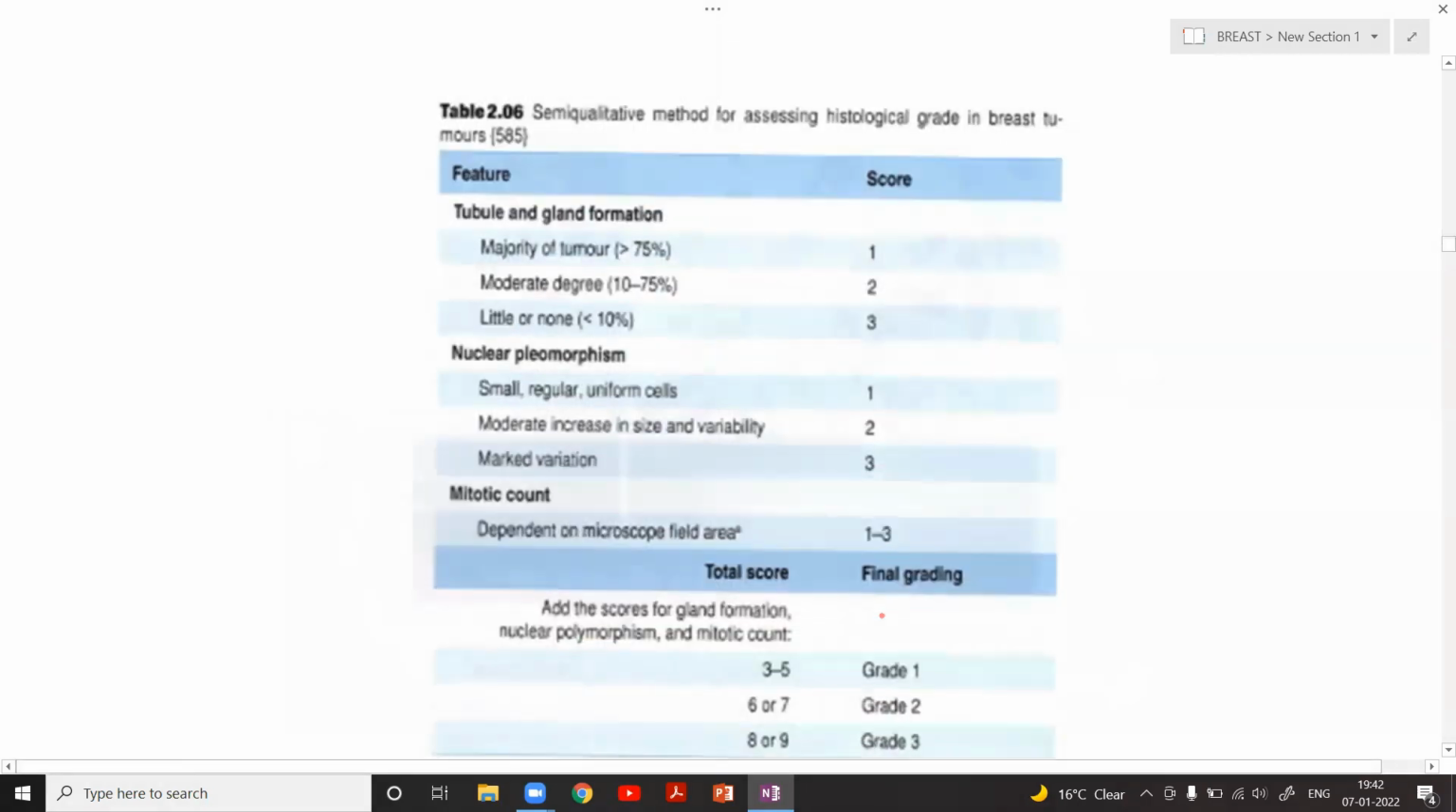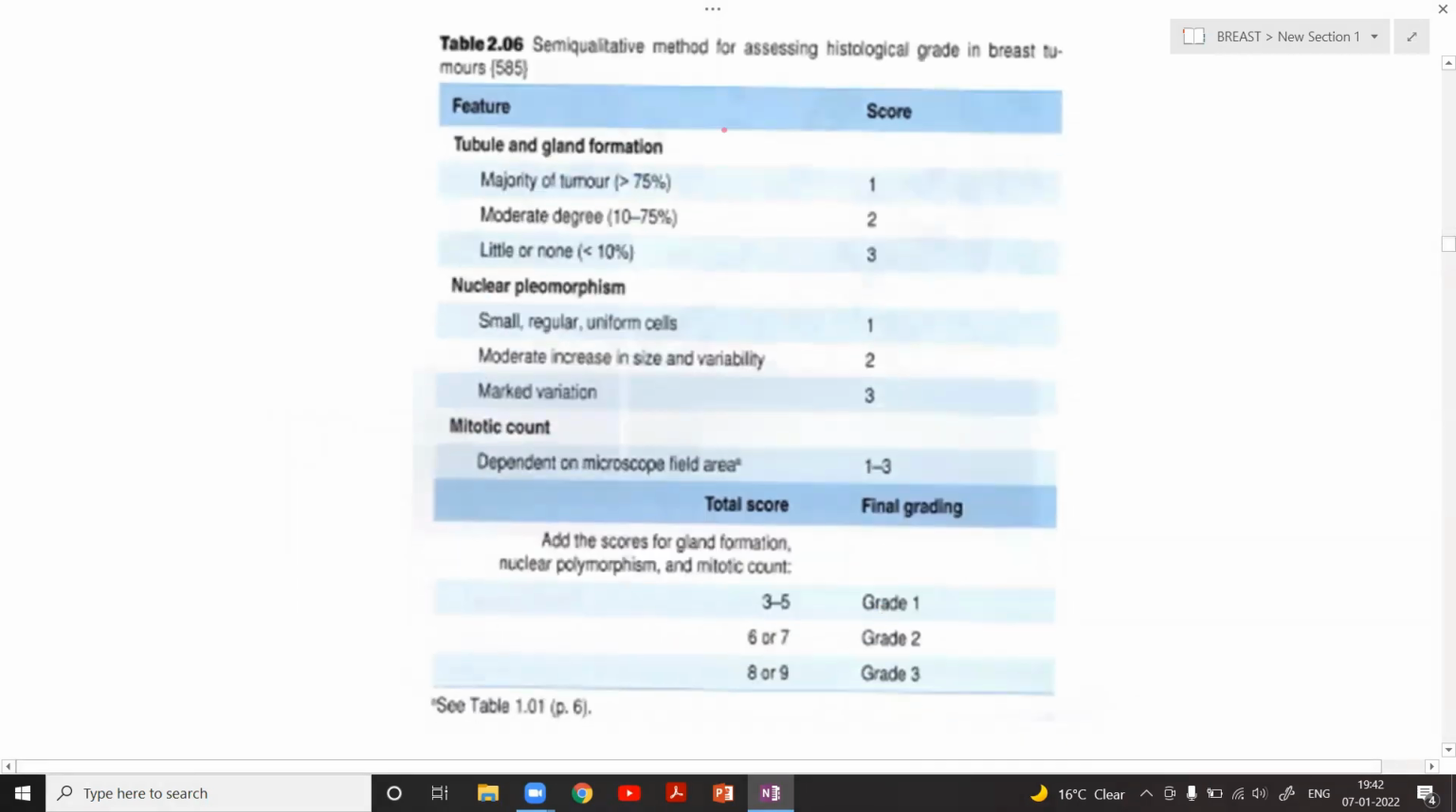So what is the Nottingham grading? This is taken from the WHO, and it is given in a very, very simple manner. So you will be asked, what are the components of the Nottingham grading of the breast carcinoma? So they are tubule and gland formation, nuclear pleomorphism, and mitotic count.